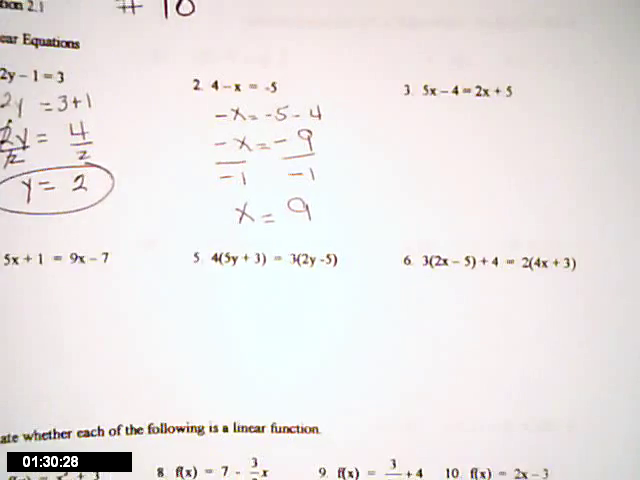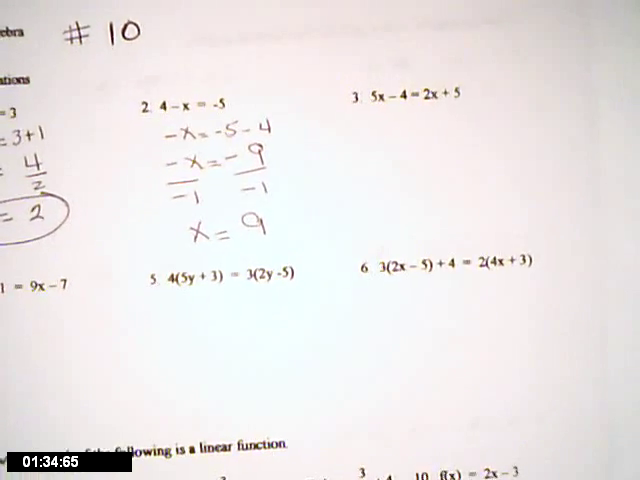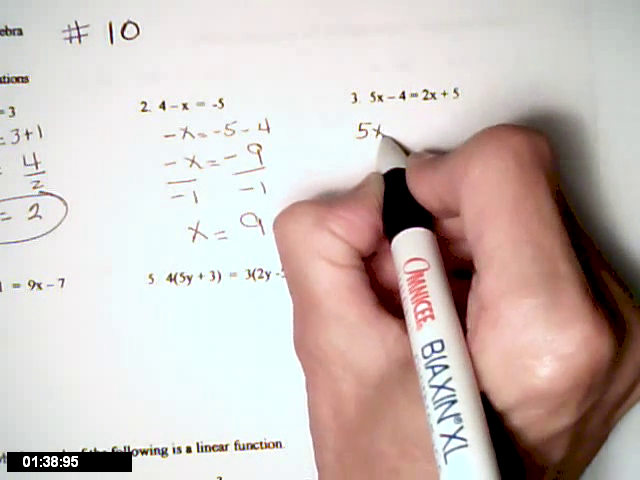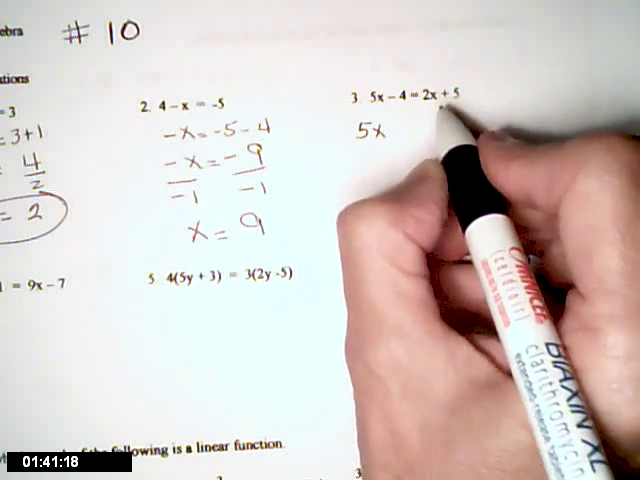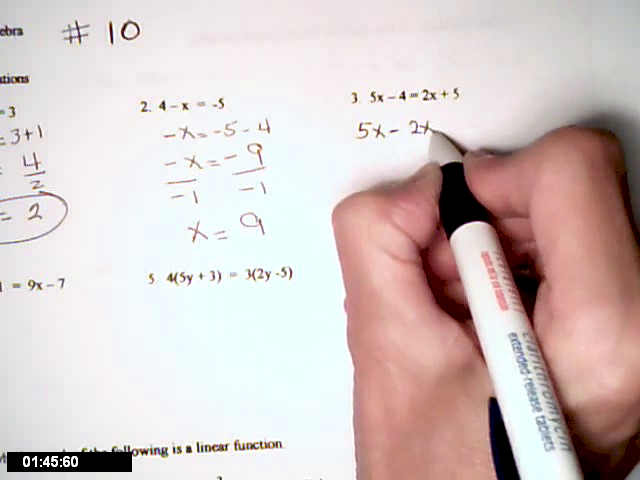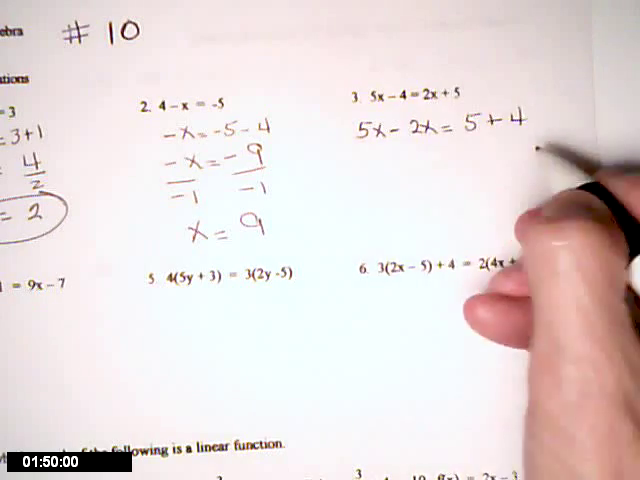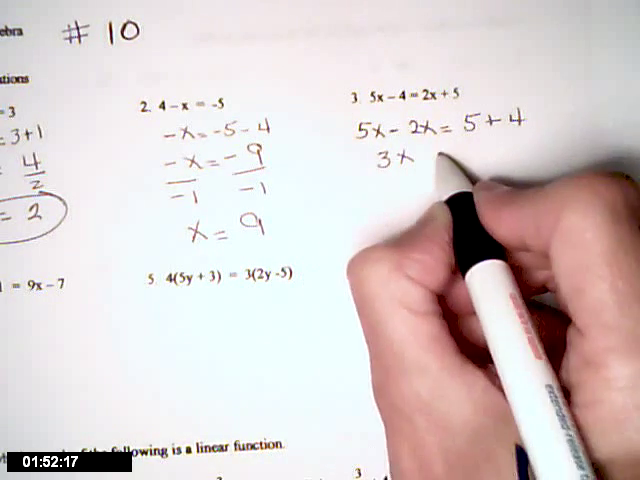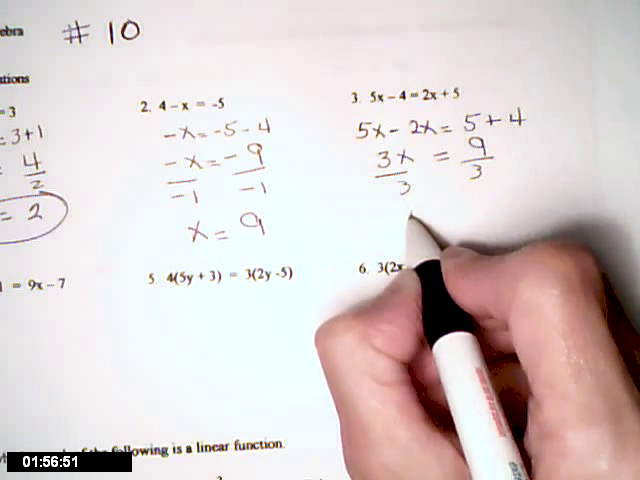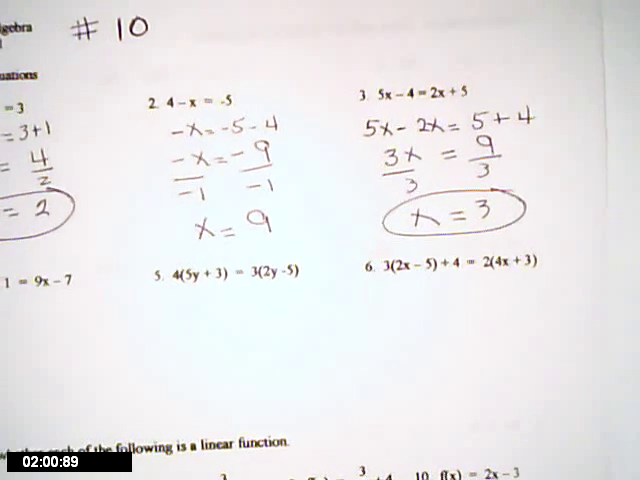Problem number 3, we're going to work until we get all variables on one side and constants on the other. It doesn't matter which side you go to. I'm going to come to the left side with my variables. That will make this 5x minus 2x equals, move the negative 4, it becomes positive 4. Combine like terms, that will be 3x equals 9. Divide both sides by 3, and you get x equals 3 as your solution.